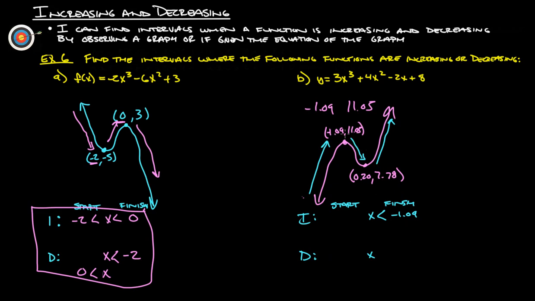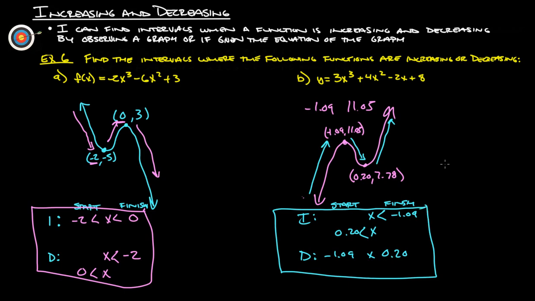Second part, where does this start decreasing? At -1.09. Where does it end decreasing? At 0.20. Right? And then the third one is increasing again. Where does that start increasing? Starts increasing at 0.20. Where does it stop increasing? It doesn't. It goes forever and ever, so we leave that blank. Put the X there, and always the greater than sign in between.